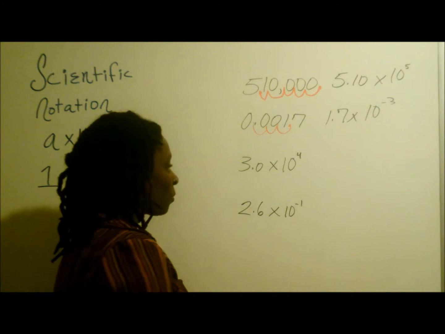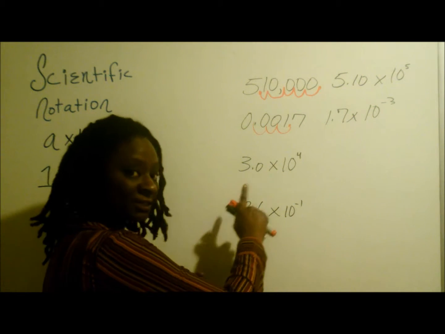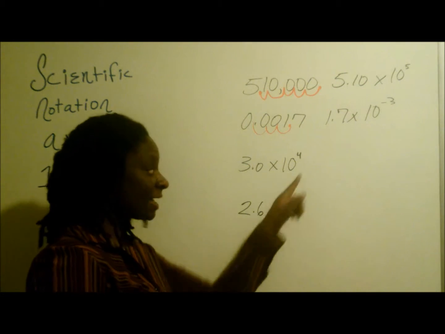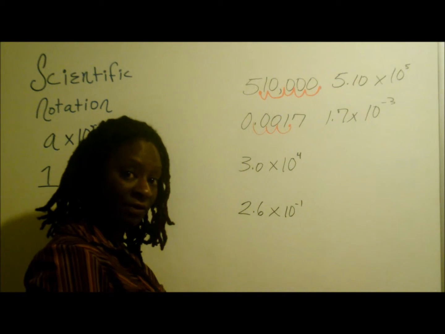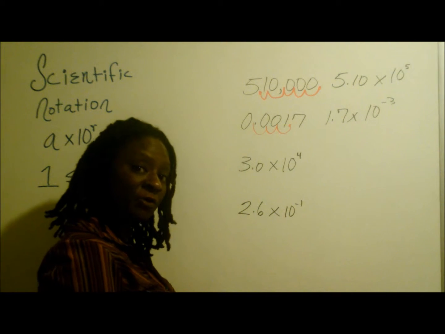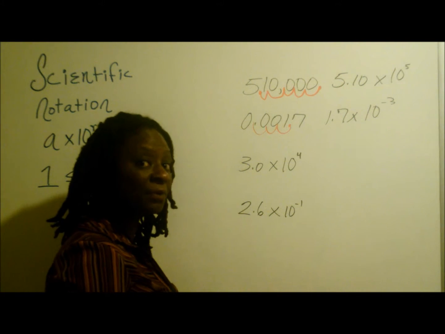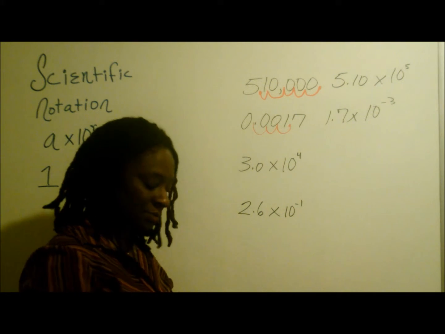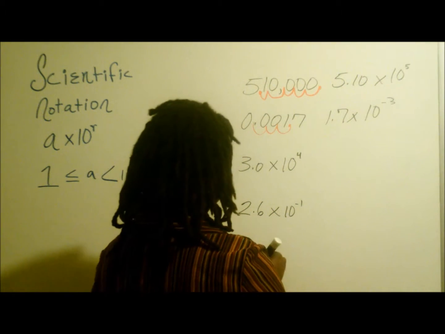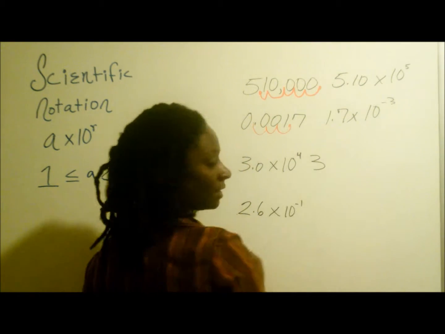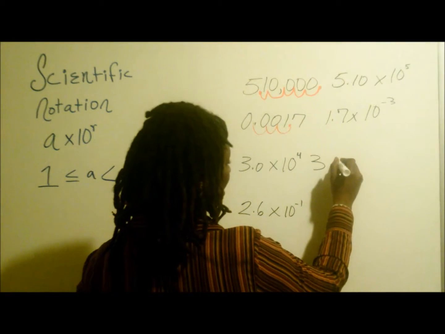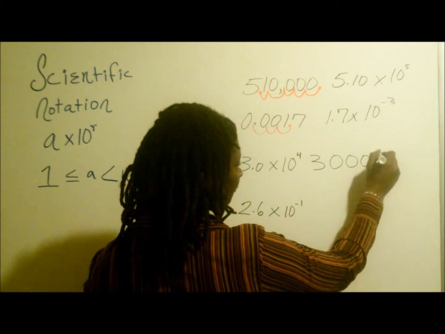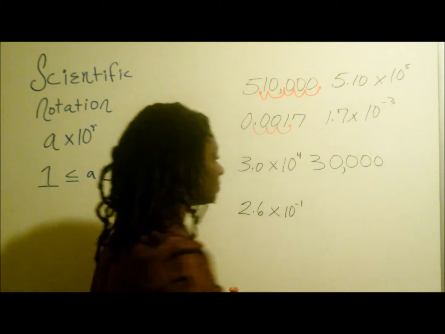This time, we're going to move our decimal point 4 spaces. Why? Because this is raised to the 4th power. Since it's raised to the 4th power, we know it's going to be a large number, so we'll go ahead and start with the 3 and add our zeros. So we have 3 here. We're going to add 1, 2, 3, 4 zeros.